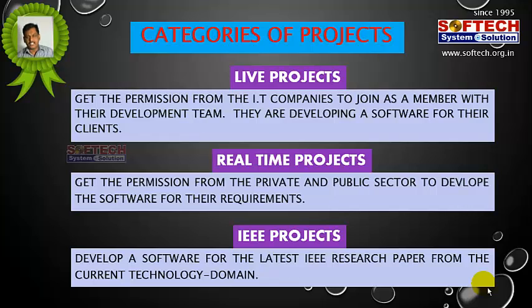So these are all the three types, that is, three categories of projects. The final year student can develop any one out of the three. If you would like to go to an IT company, you can take the live project. In a live project, the student goes to the company, but joins as a member of the existing team. So that student can get help from others.